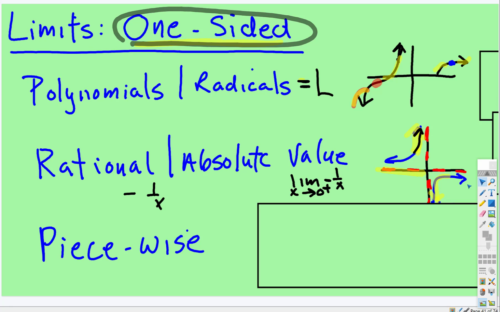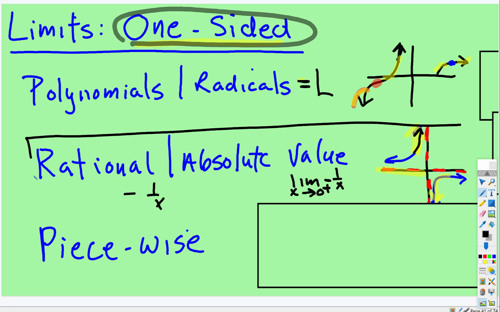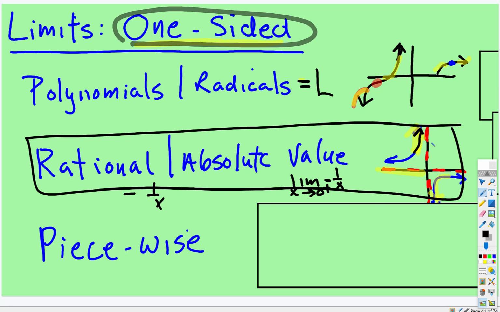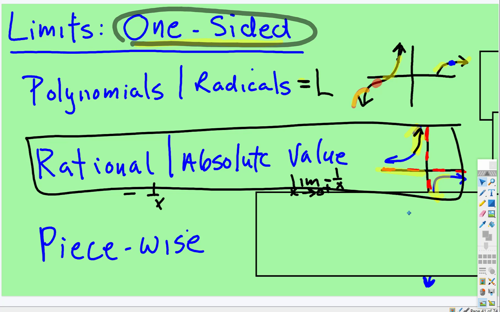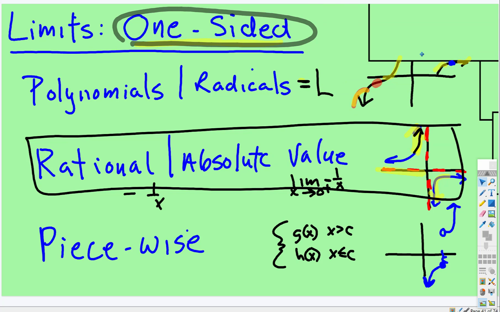The big idea here is that for rational and absolute value, you will have one-sided limits. In fact, those are the most common, and then also piecewise. So piecewise, again, you have the limit as x approaches c of f of x, and f of x is broken down into two functions, a g of x and an h of x. Well, notice there is a gap.